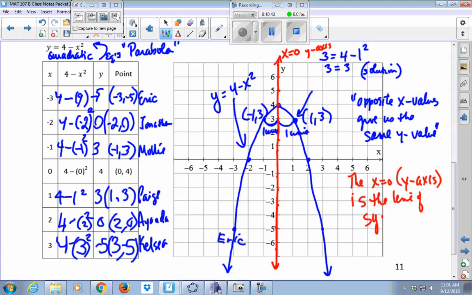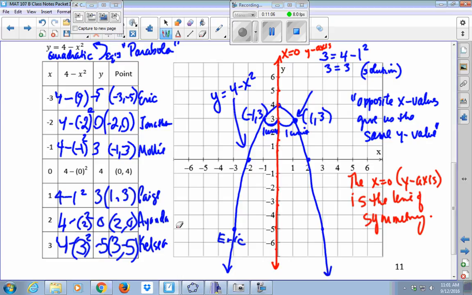And it's the line of symmetry for exactly the reason that Kelsey noticed, because if I walk a certain distance x to one side of the y-axis and I walk the same distance to the other side of the y-axis, I'm at exactly the same y value. So that's called even symmetry.